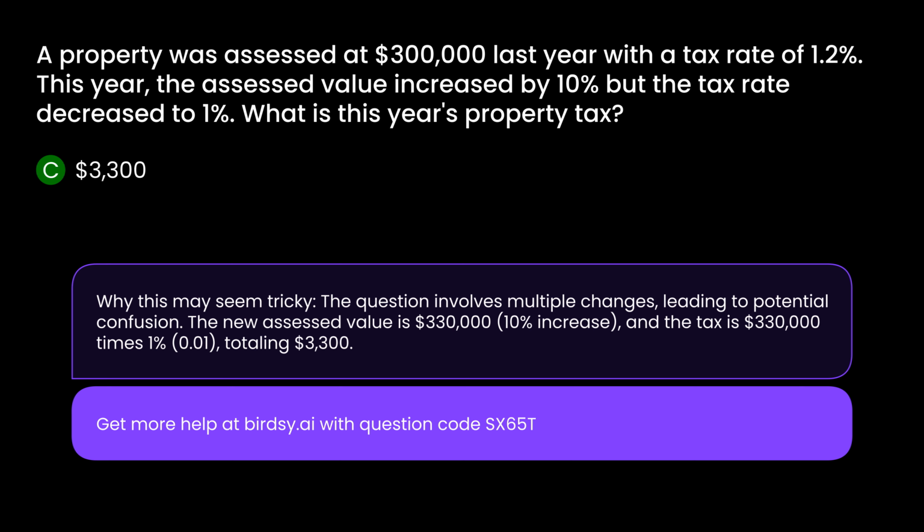Why this may seem tricky. The question involves multiple changes, leading to potential confusion. The new assessed value is $330,000, a 10% increase, and the tax is $330,000 times 1%, 0.01, totaling $3,300.